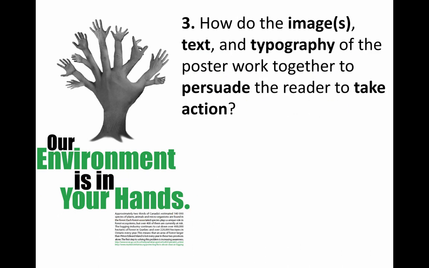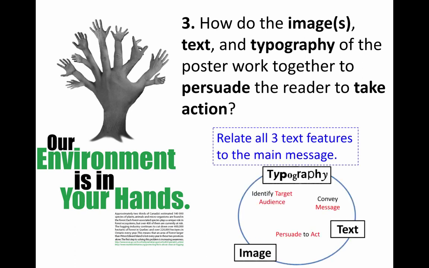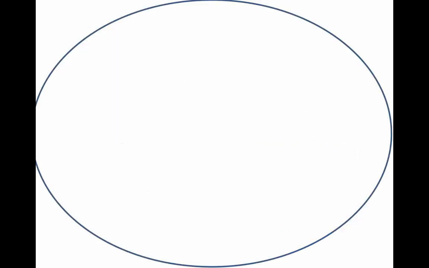Okay, next, we ask ourselves, what, or rather how, do the images, text, and typography of the poster work together to persuade the reader to take action? So remember earlier on, we talked about not looking at the individual features in isolation, but looking at them together to see how they work collaboratively to help us understand the message. Okay, so let's look at the features one by one.